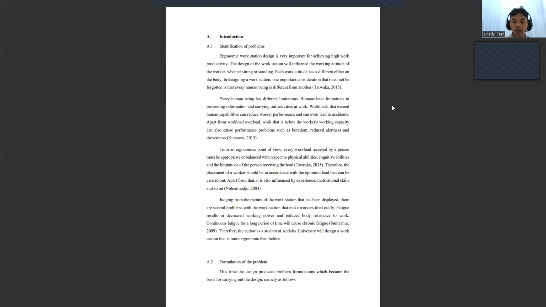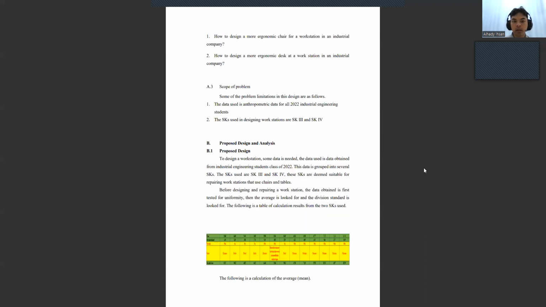A2. Formulation of the problem. This time, the design produced problem formulation which became the basis for carrying out the design, namely as follows. First, how to design a more ergonomic chair for a workstation in an industrial company. Second, how to design a more ergonomic desk at a workstation in an industrial company.